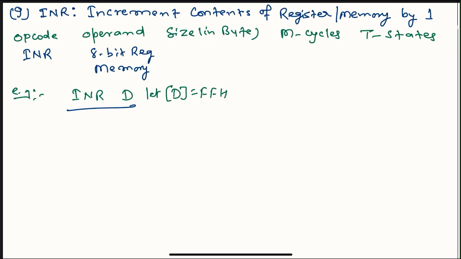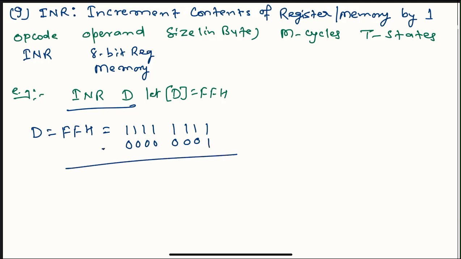So how it works, we'll see now. The D content is given as FFH. In terms of binary, how can we write it? 1 1 1 1 1 1 1 1, and here it should be added with what? Whatever the value of this register or memory content is, it will be incremented by 1. It means whatever the content of the D register is, we need to add 1.